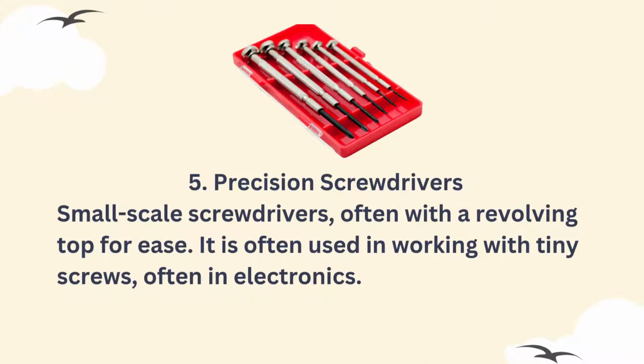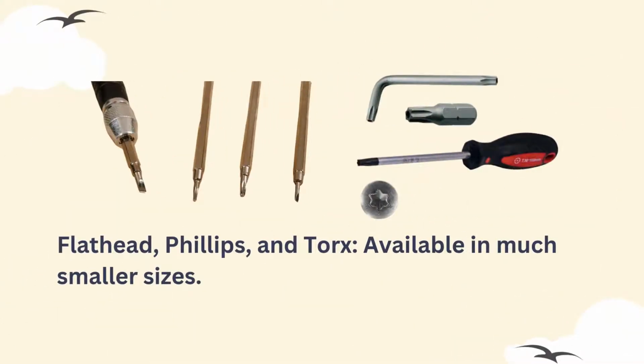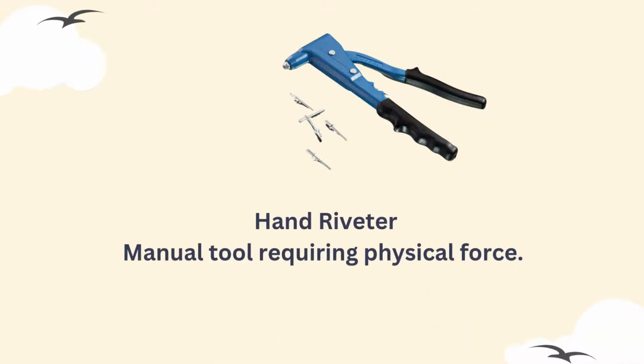5. Precision screwdrivers. Small-scale screwdrivers, often with a revolving top for ease. It is often used in working with tiny screws, often in electronics. Flathead, Phillips, and Torx, available in much smaller sizes. 6. Riveters. A hand tool used to apply rivets. It is used for joining two pieces of metal or other materials. Hand riveter. Manual tool requiring physical force.